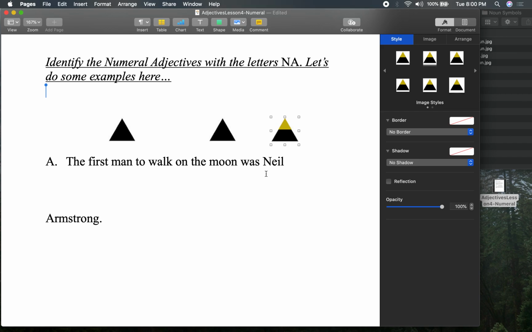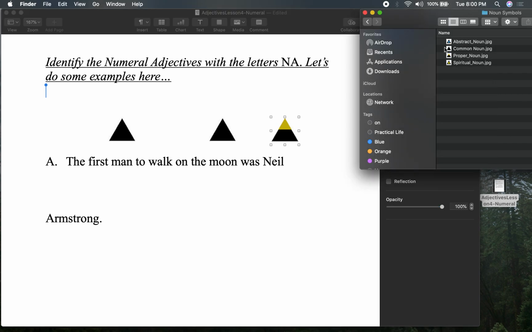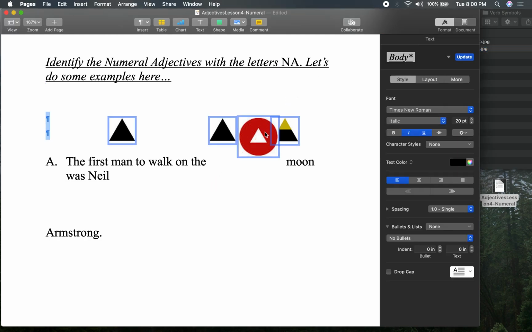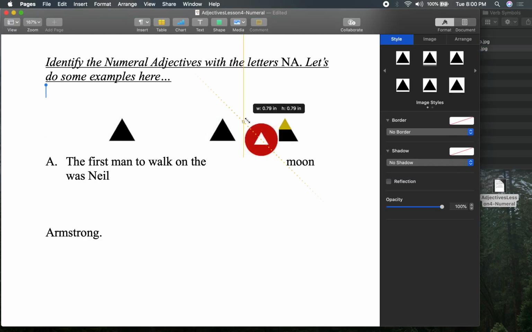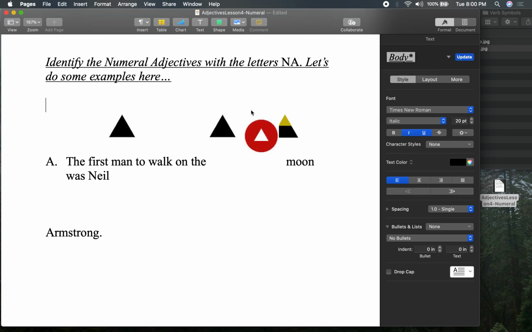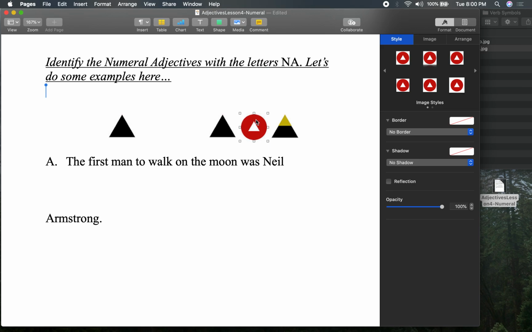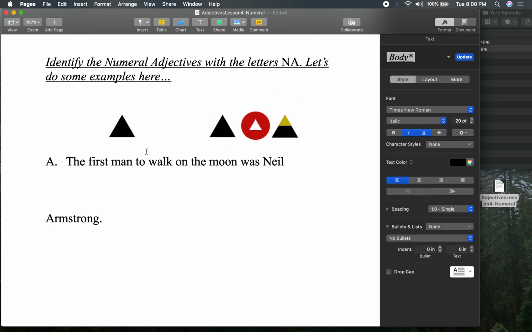Let's look at our verb, was. Well, guess what? Was is, if you said linking verb, you would be correct. So let's go with our linking verb symbol. A little bit smaller. Oh, I didn't mean to do that. A little bit bigger, there we go. The first man to walk on the moon was Neil Armstrong.